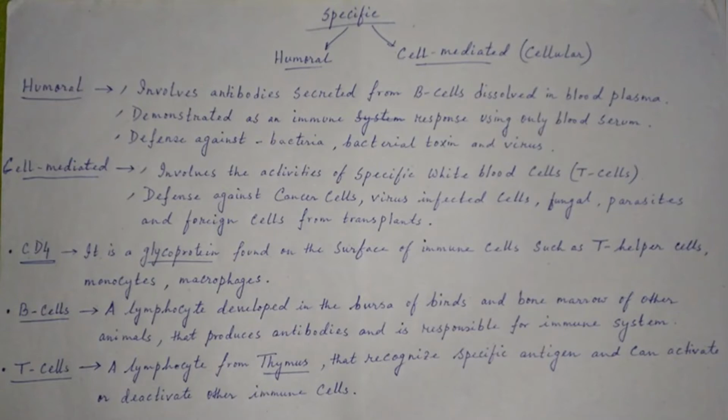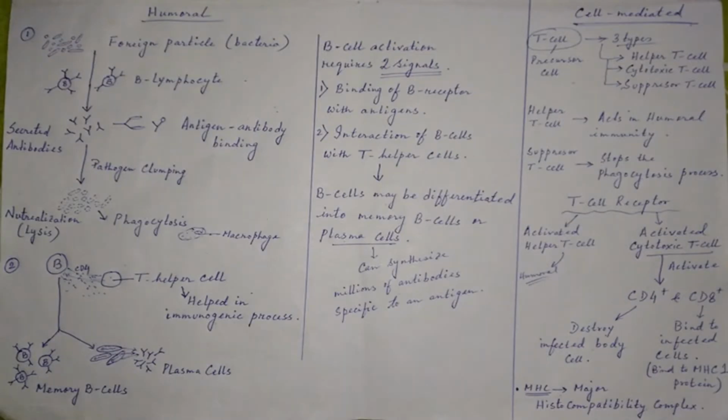So we'll move on to the activity, how humoral and cell mediated or cellular immunity occurs. Now this portion is humoral, and from here this is the cell mediated one. First humoral, it takes place in two steps, 1 and 2. See, these are the bacteria or the foreign particles, coccoid, spherical shape and little elongated shape. These two types of bacteria are found. So these are the foreign particles.